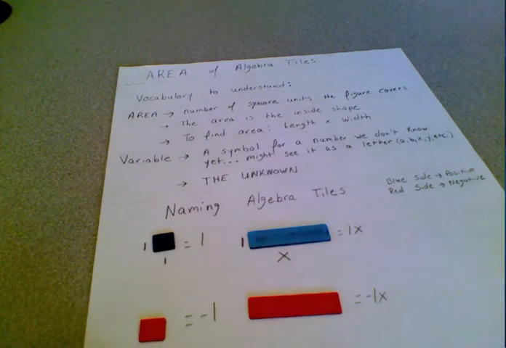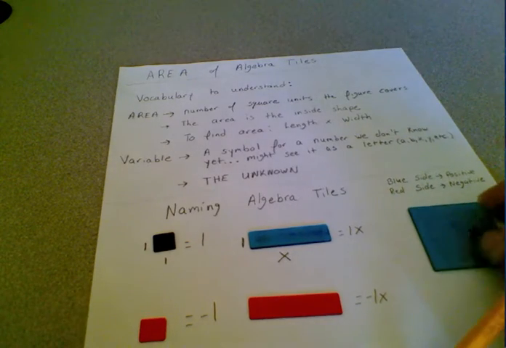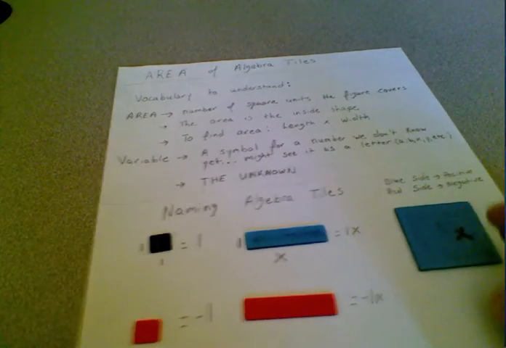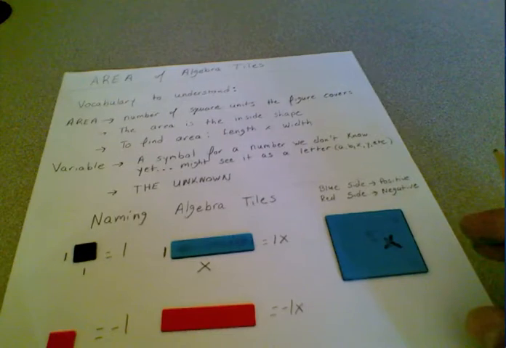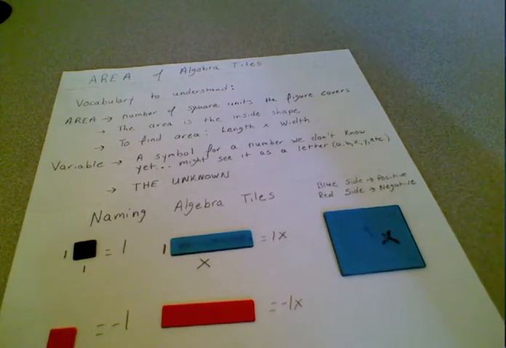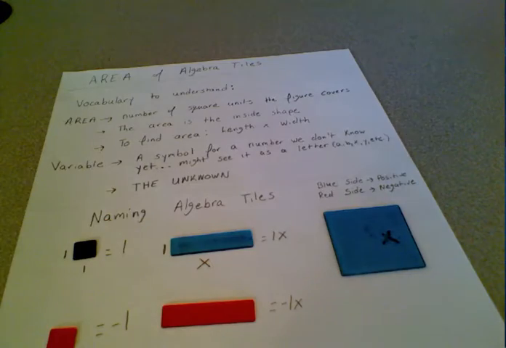Okay? And another piece that you're going to be dealing with today is this. Be thinking about what this piece might be called here. We have this square. You see a square right here. And again, we're naming each tile by its area.